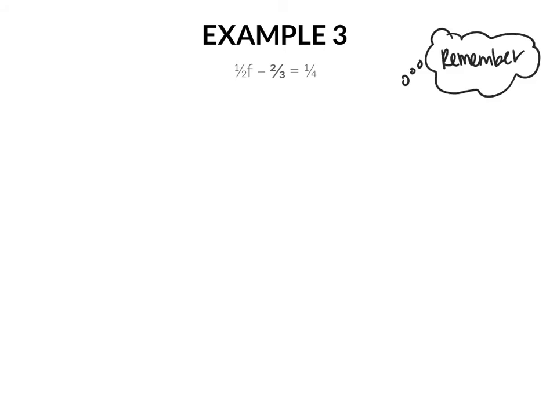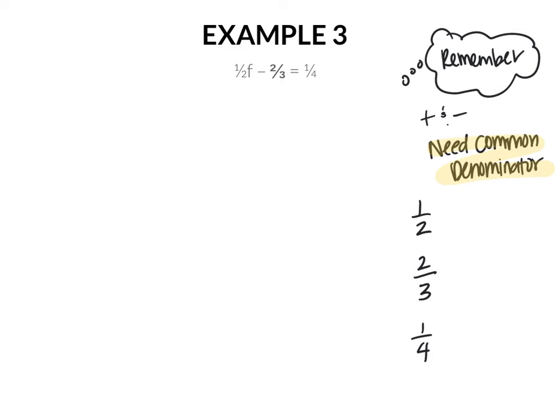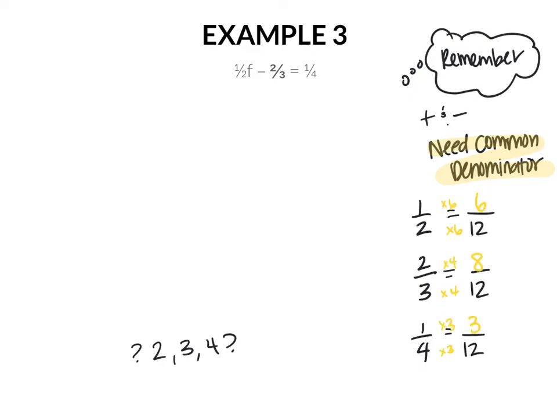Remember, when we're adding and subtracting fractions, we're going to be needing a common denominator. If we're looking at 1/2, 2/3, and 1/4, and we're trying to figure out what number 2, 3, and 4 all go into, the smallest number would be 12. This gives me 6/12, 8/12, and 3/12. Let's rewrite our problem with common denominators. I have 6/12 f, subtract 8/12 gives me 3/12.